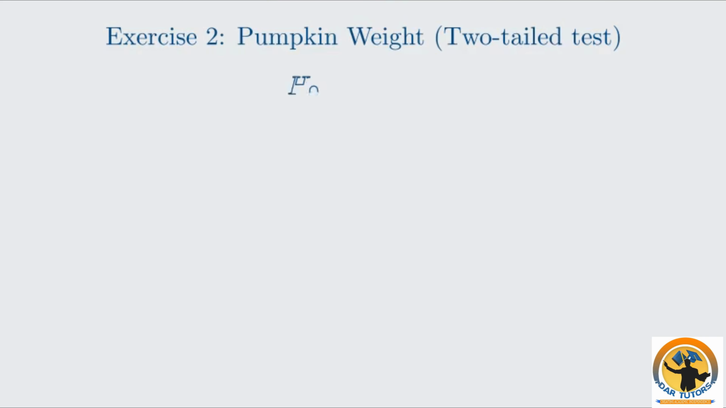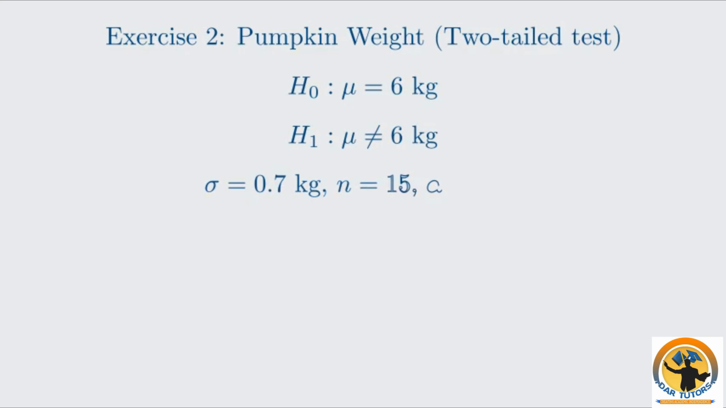Now, let's look at a two-tailed z-test. In this exercise, we're examining pumpkins, testing H0: mu equals 6 against H1: mu is not equal to 6. We have a sample of 15 pumpkins and a 5% significance level. Our goal is to find beta if the true mean is 6.4 kilos.